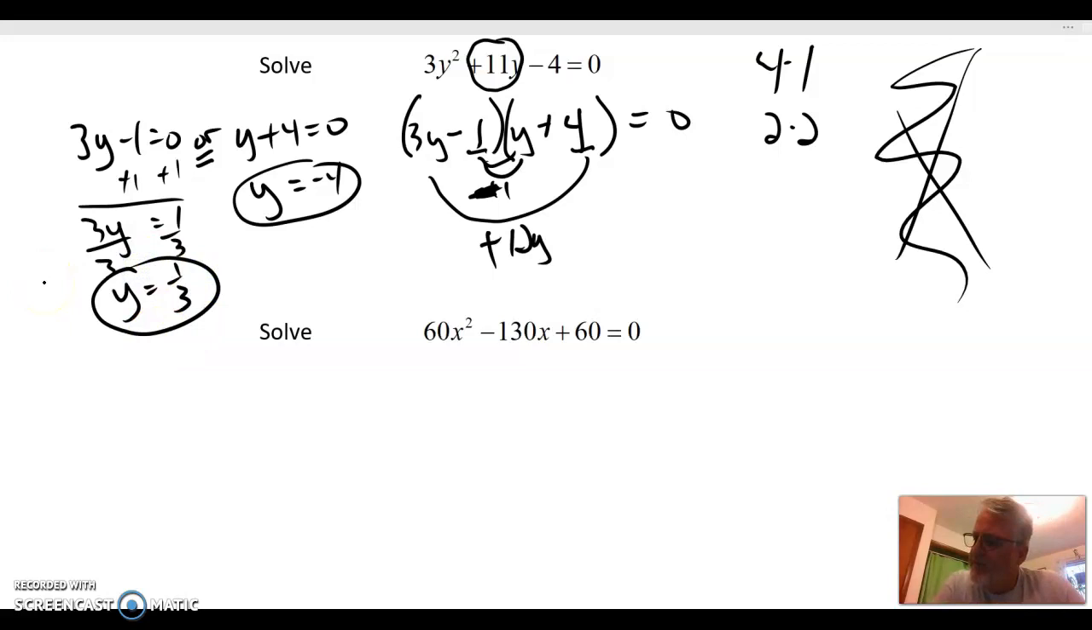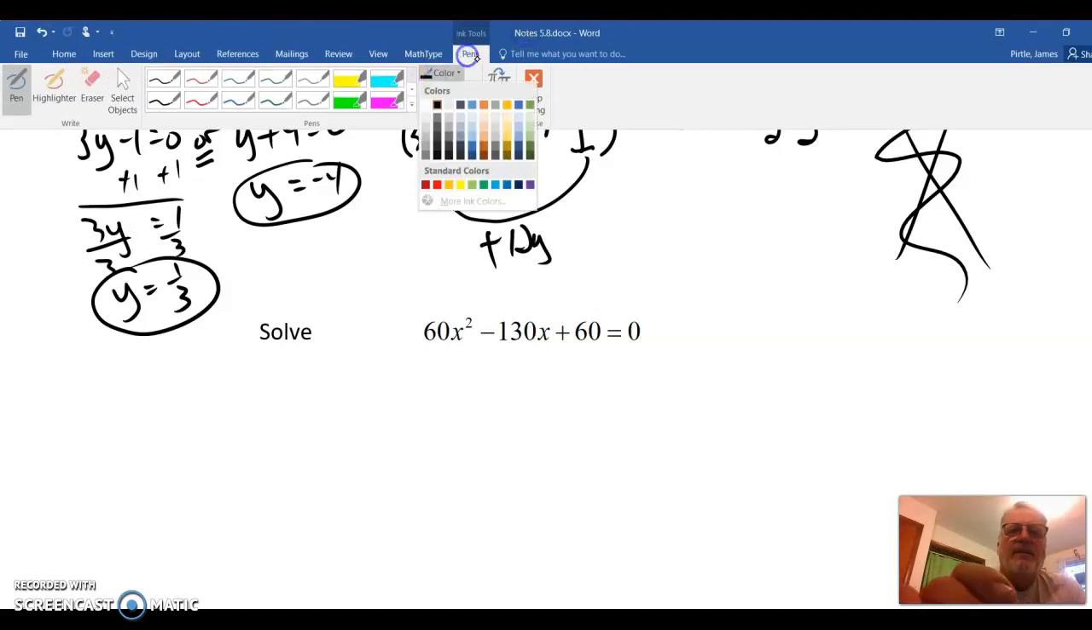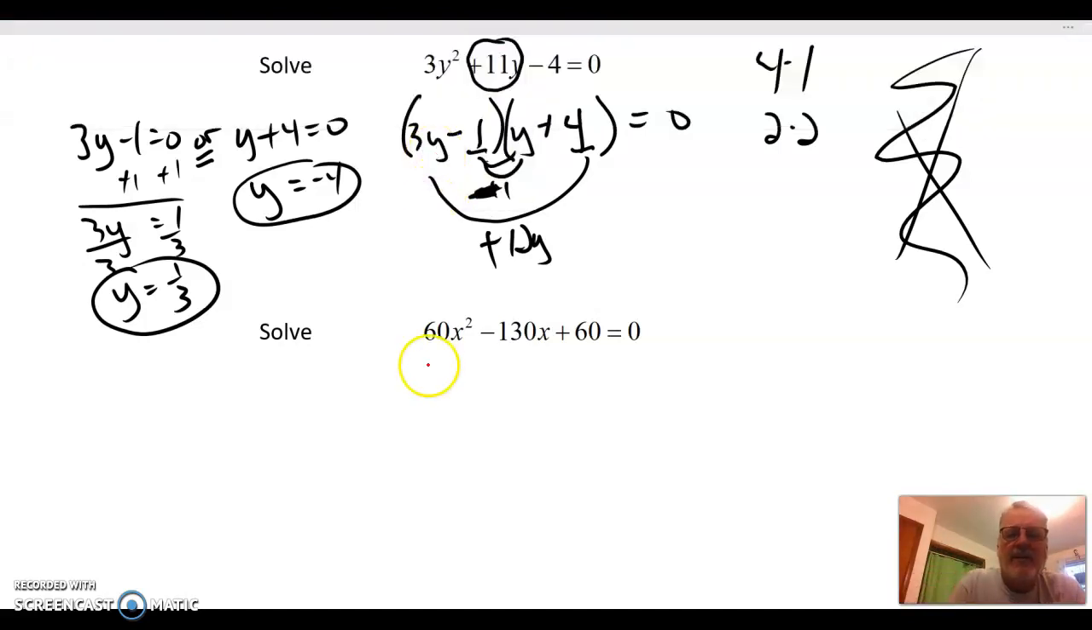1/3 and negative 4. Yep. Okay. So here, let's change colors for a little, change pace. Here I need to factor out a 10. So that's going to give me 6x squared minus 13x plus 6 equals 0. So that 10 just chills out here.